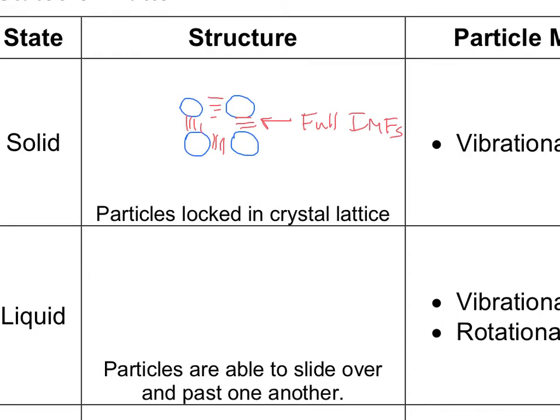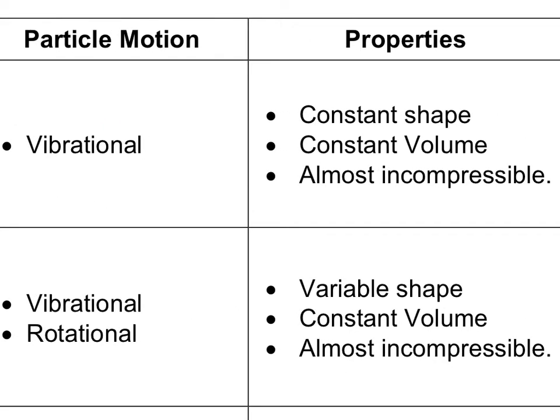In solids, the particles have what are known as vibrational motion. They jiggle around, but they're kept in their relative positions through their intermolecular forces. Because of this structure, we see the following properties of solids. They have constant shape because their building block particles are locked into position. They also have constant volume, and they're almost incompressible because the particles are packed really closely together.